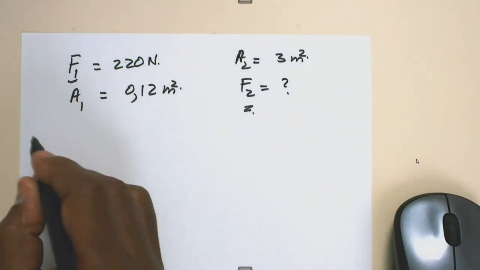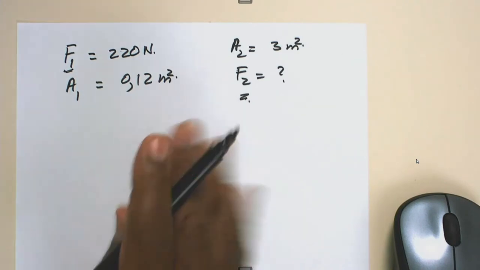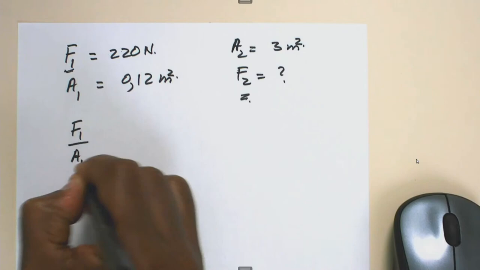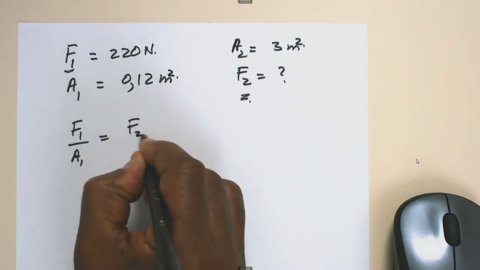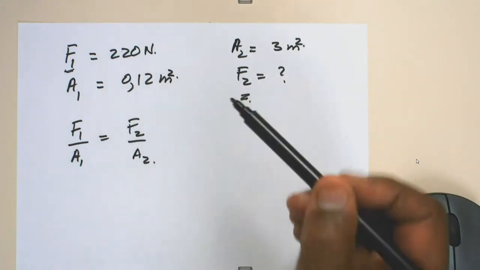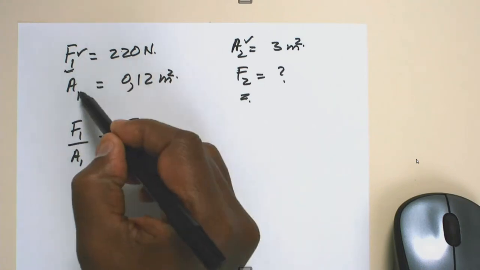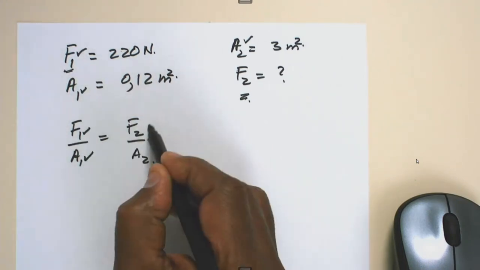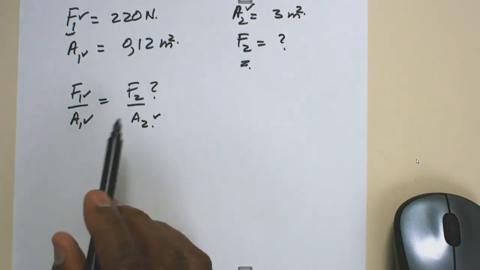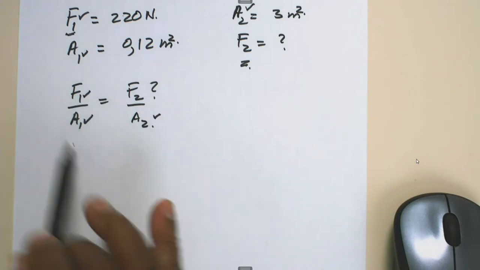You can see this really makes use of Pascal's law, where you would say that F1 over A1 is equal to F2 over A2. But you already have A2, you have F1 and A1, so the only one that you have to calculate is F2. It may be easier for you just to substitute in the numbers in the formula.